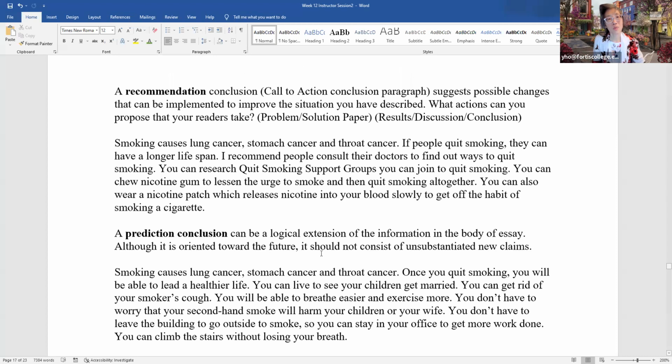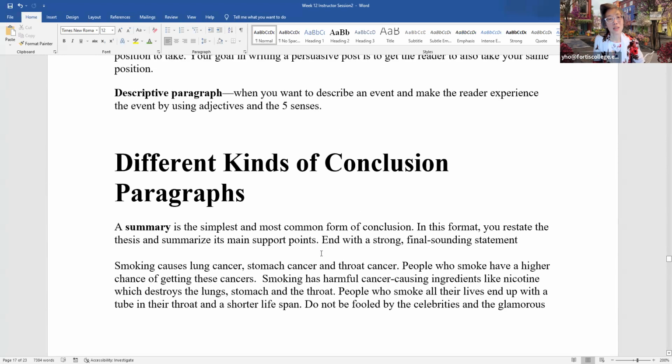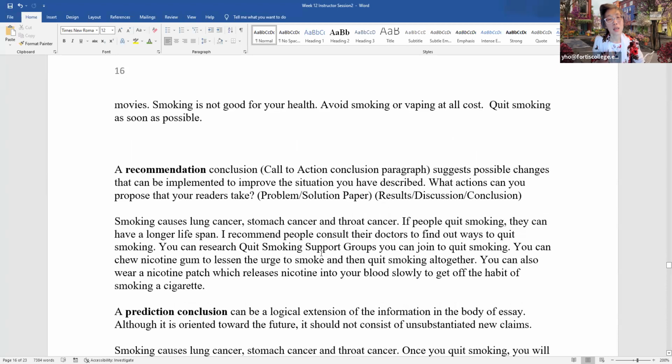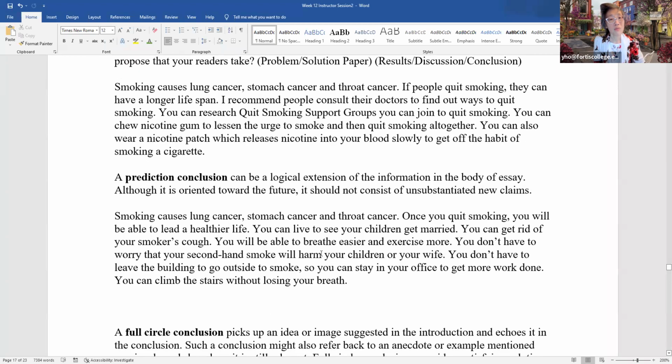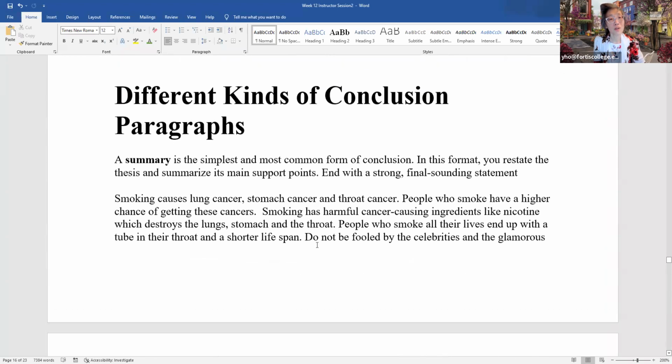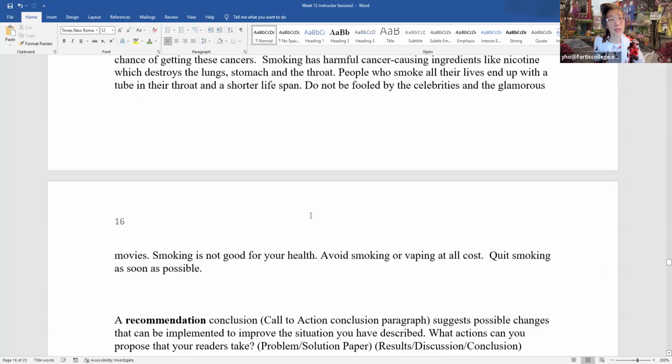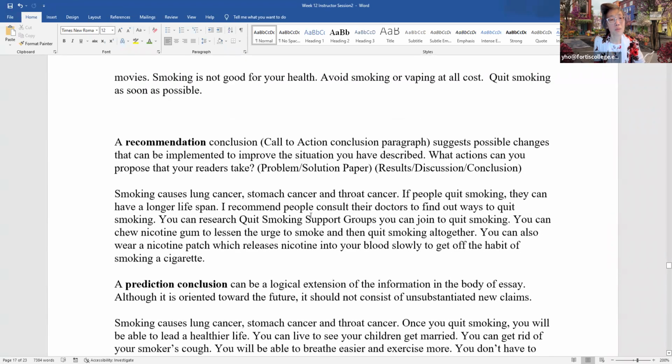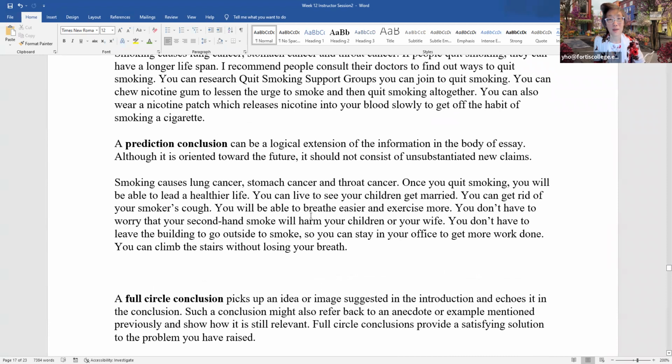And so what I did was I separated these different kinds of conclusion paragraphs. But in reality, you can use a little bit of each. You can summarize a little bit, then you can recommend a little bit, you can predict a little bit. And that would make a good conclusion paragraph. You don't have to separate it like I do.